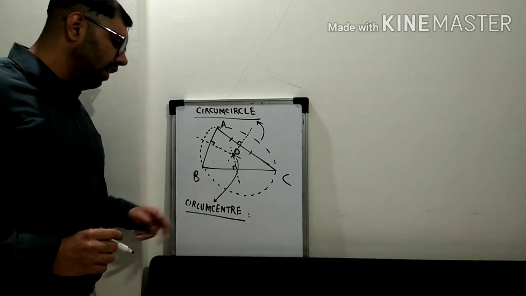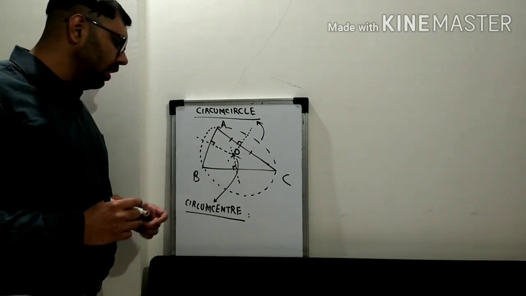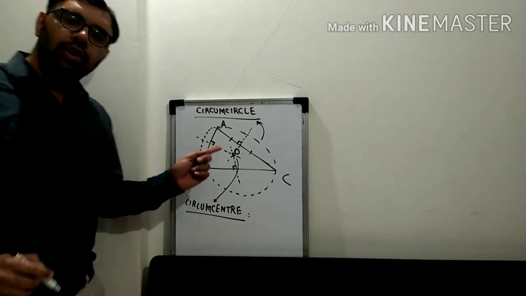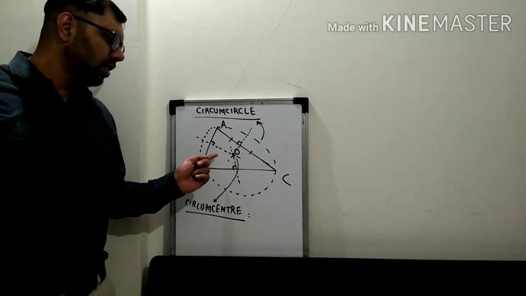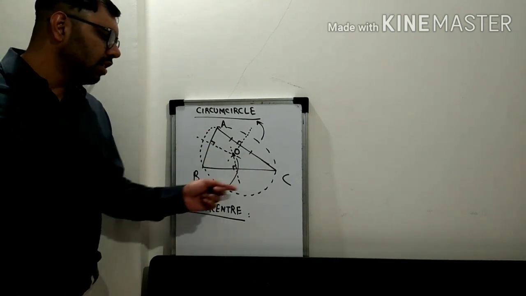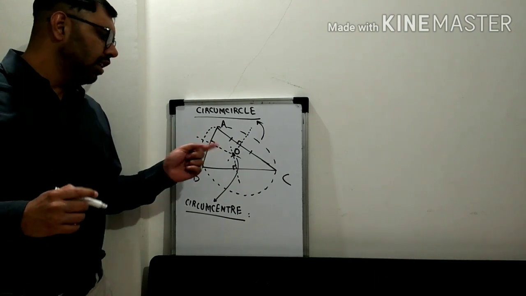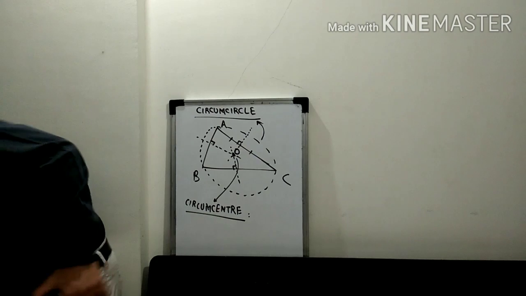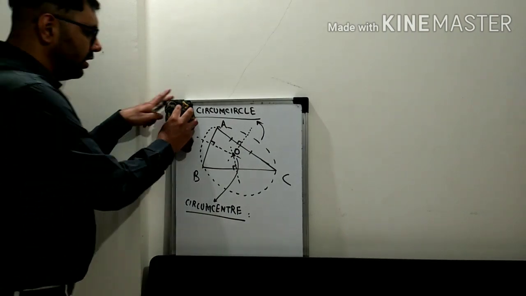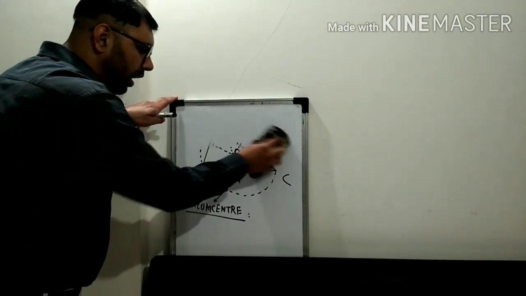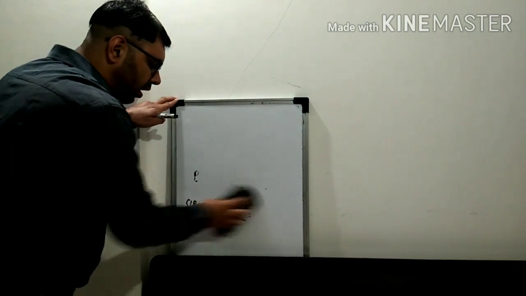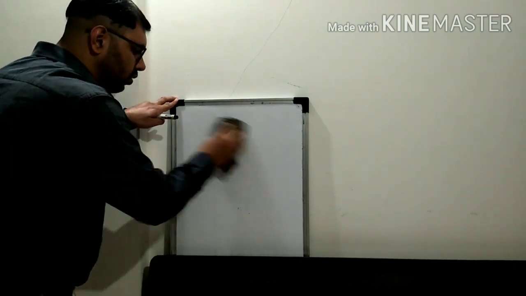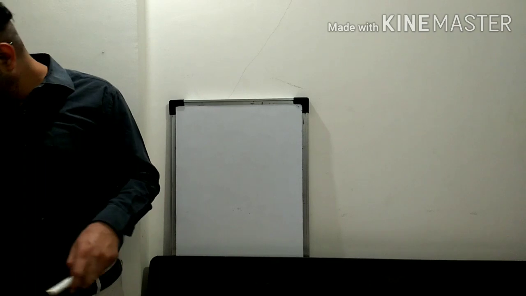So we can define this in two ways. One way is that it is a point of intersection or point of concurrency of perpendicular bisectors, and another way is that if you draw a circumcircle for a triangle, the center of that circle is called the circumcenter. Now we'll take three different cases: for an acute angle triangle, for an obtuse angle triangle, and for a right angle triangle. How does the circumcenter lie?